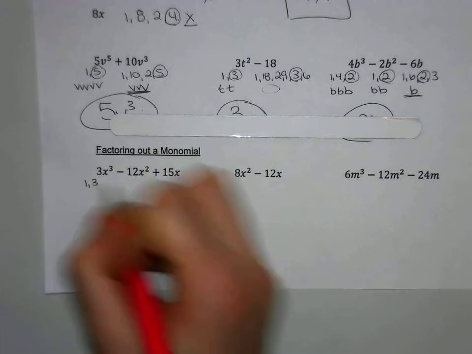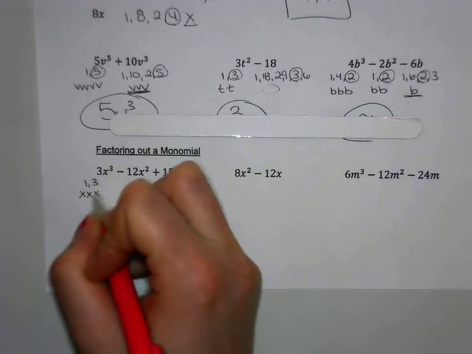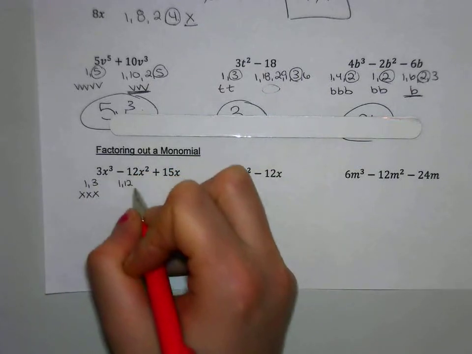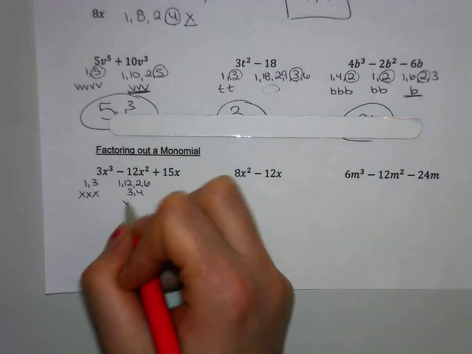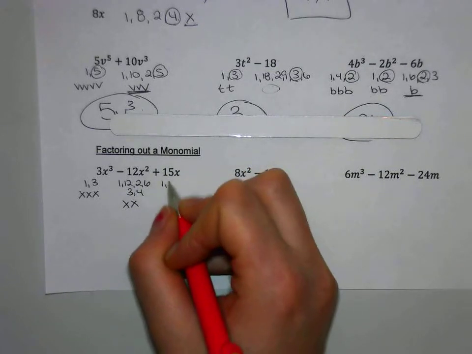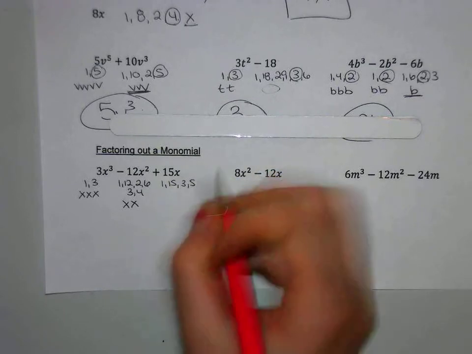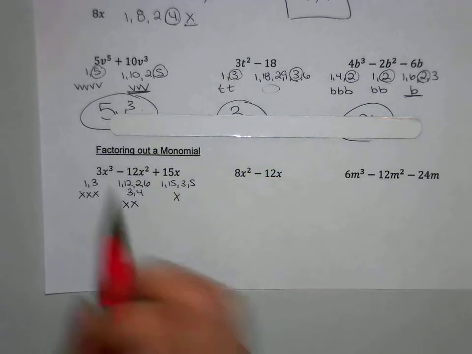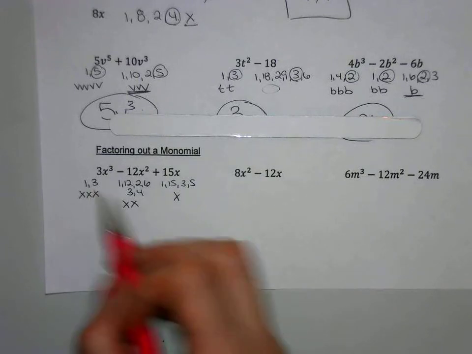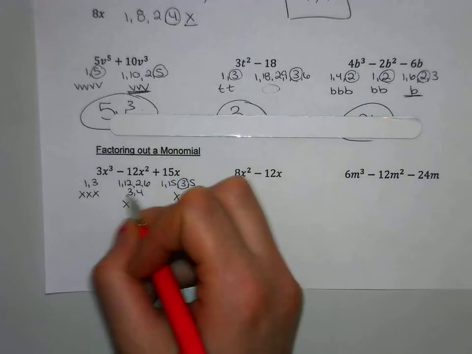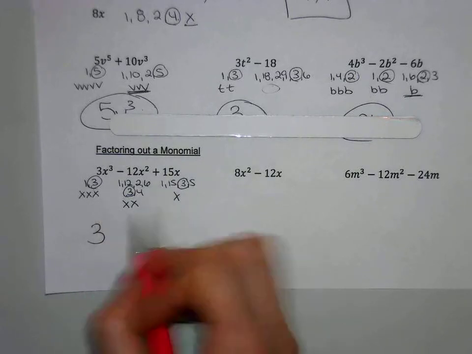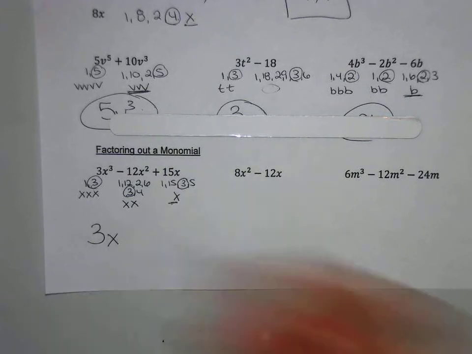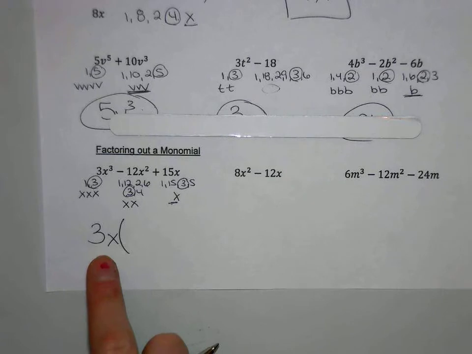So 1 and 3, there's 3 x's. 1 and 12, 2 and 6, 3 and 4, there's 2 x's. 1 and 15, 3 and 5, and 1 x. So the biggest number we can pull out of all of them looks like a 3. So I can take out a 3. And the most variables we can take out at one time is x. That's our first step, finding our greatest common factor.